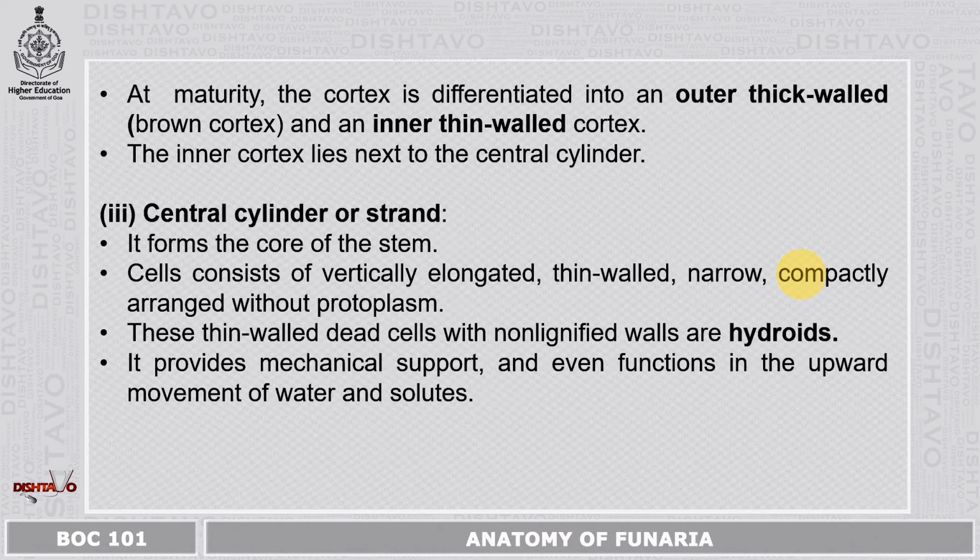The third zone is the central cylinder or the central strand. It is termed as central cylinder or central strand because it forms the core of the stem. The cells are vertically elongated, thin-walled, narrow, compactly arranged, without protoplasm. These thin-walled dead cells with non-lignified walls are hydroids. The central cylinder provides mechanical support and even functions in the upward movement of water and solutes.